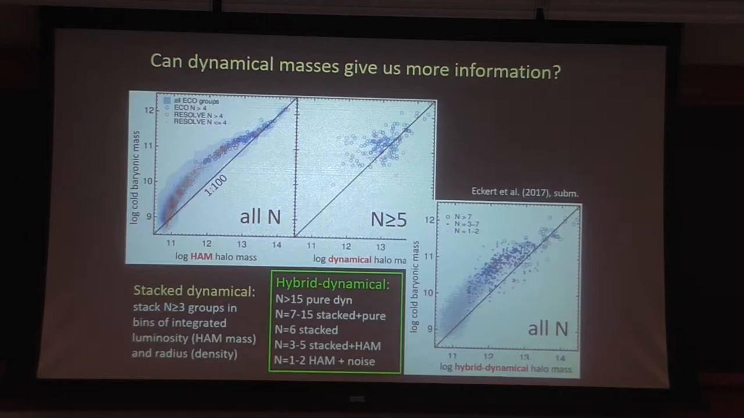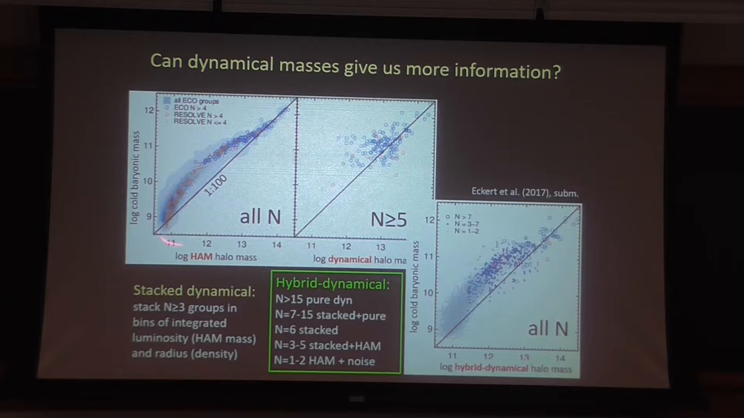Okay, so then the question that we asked ourselves was, you know, we're kind of frustrated with HAM. It's easy to do, but it seems like it's maybe not teaching us as much as we would like. Yeah, that's basically what I was trying to ask in a kind of polite way. Yeah, exactly. So then, can dynamical masses give us more information was our question. And of course, RESOLVE is all about dynamics, and we have a very complete sample, so we would hope we can sample the group dynamics.